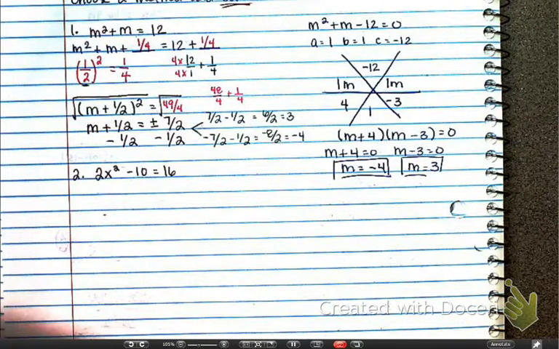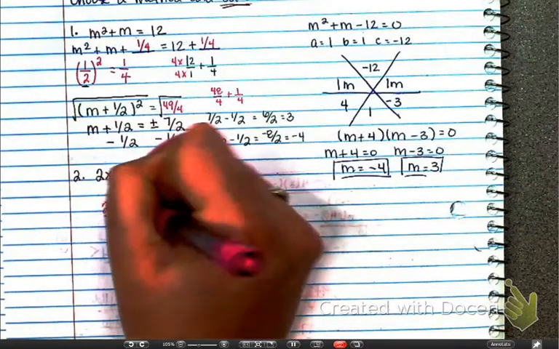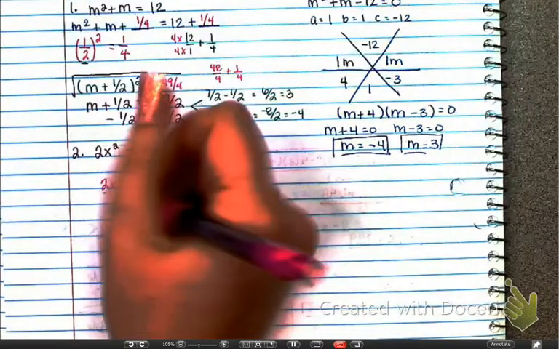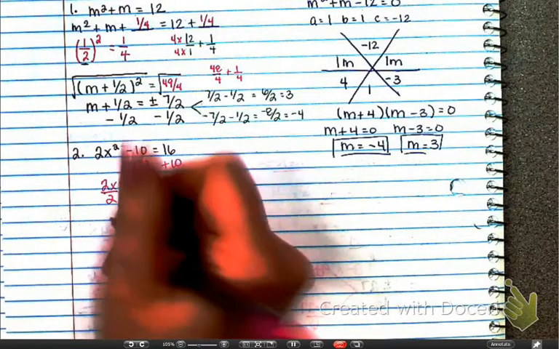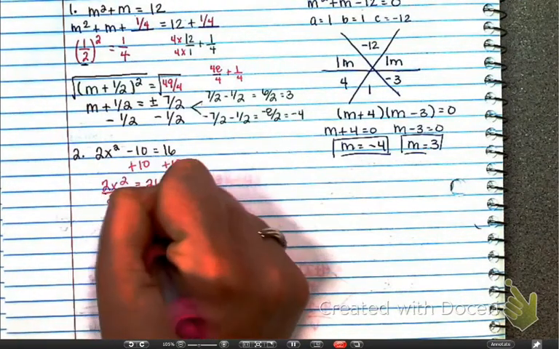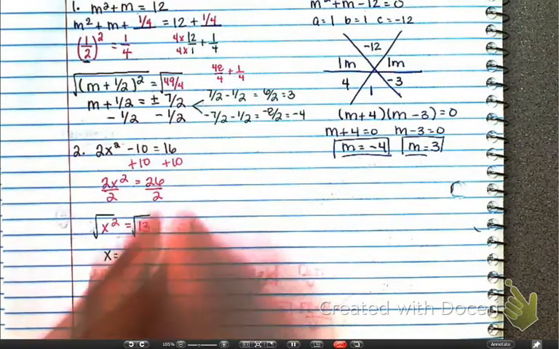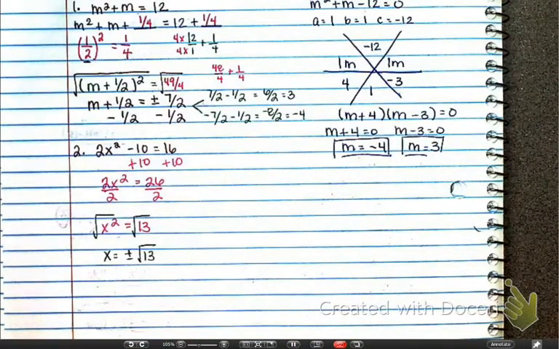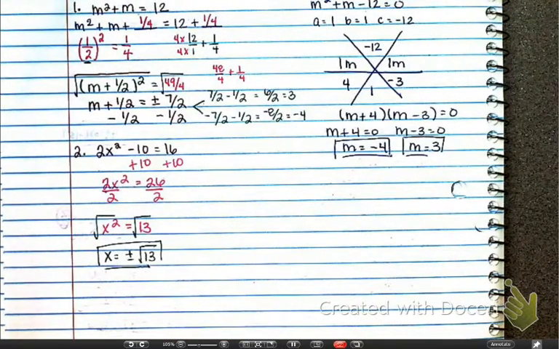Okay, so to take square roots, I'm going to add 10 to both sides. So 2x squared equals 26. You have to get x squared by itself, so you're going to divide by 2. X squared equals 13. Now what? Take the square root. X equals plus or minus square root of 13. Can I simplify the square root of 13? Nope. So that's going to be your answer. Okay, so again, if there is no B term, automatically go to taking square roots.